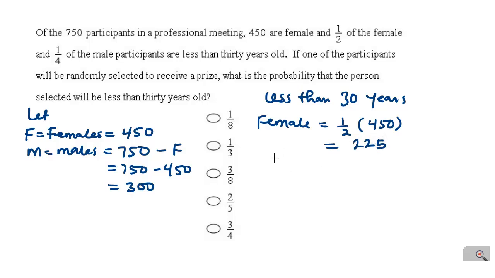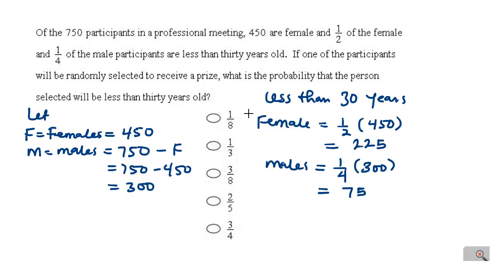So half of 450 will give us 225. Among the males, how many of them are less than 30 years? That is 1/4 of the number of males, 300. So this will give us 300 divided by 4, that is 75. So those that are less than 30 years among the females is 225, and among the males is 75.